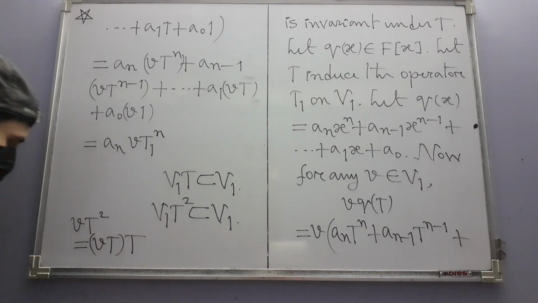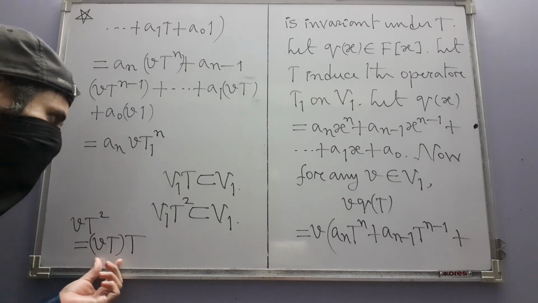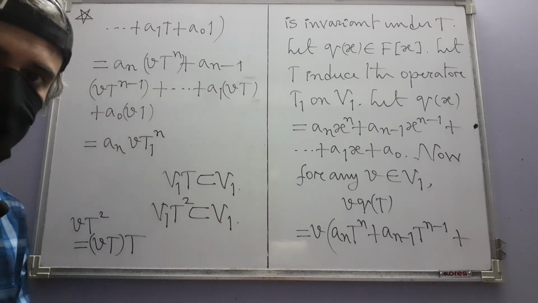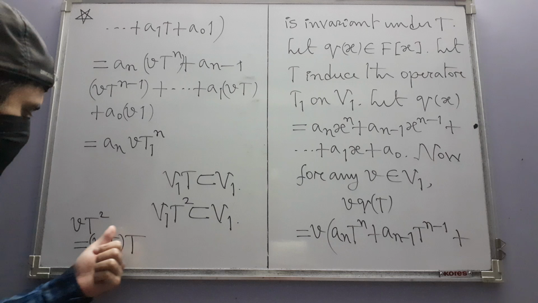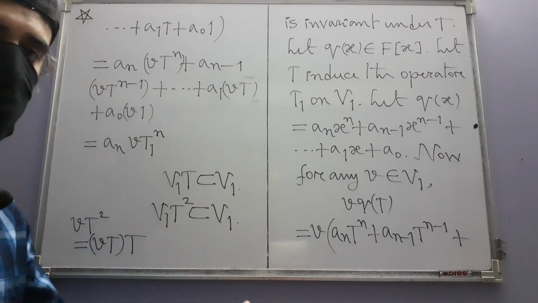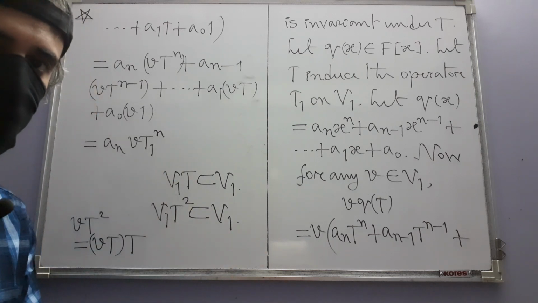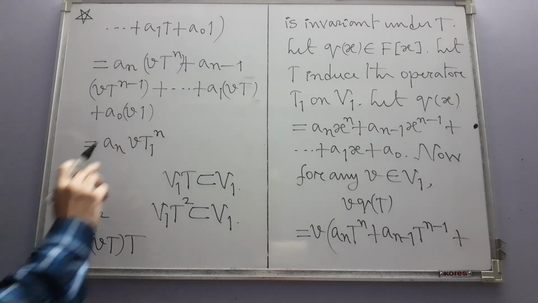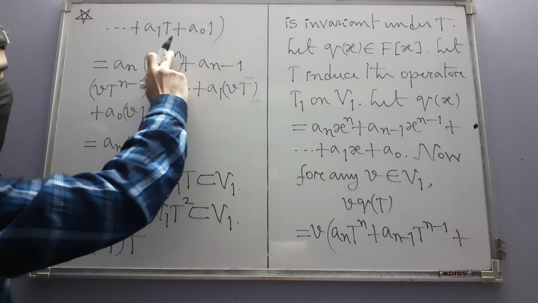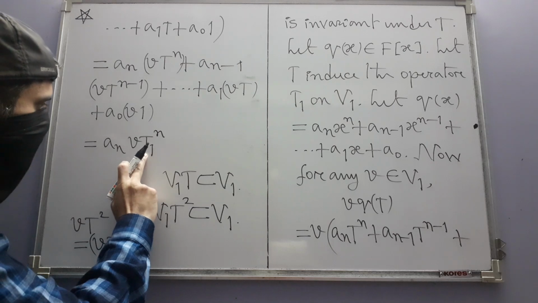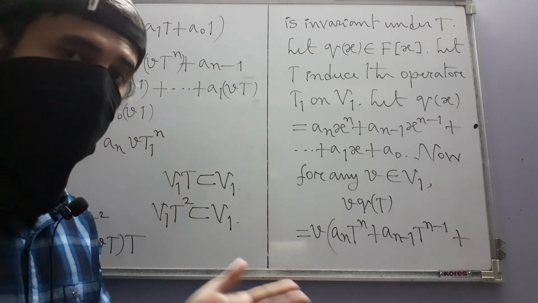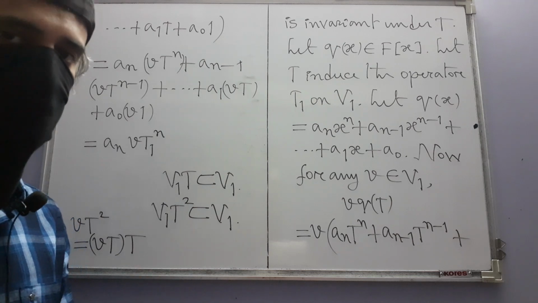It's the T image of Vt. Vt is, after all, again a vector in V1. And V1 is invariant under T. So its own T image is again going to be a vector in V1. Okay. And that is why we can just simply write the restriction here. I mean the operator that T induces on V1, which is our T1.